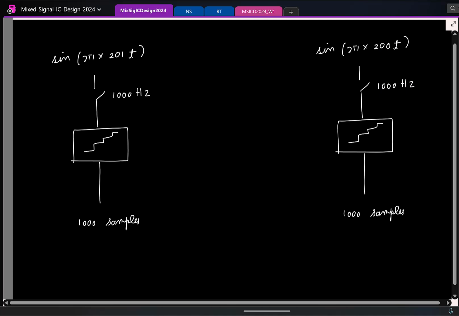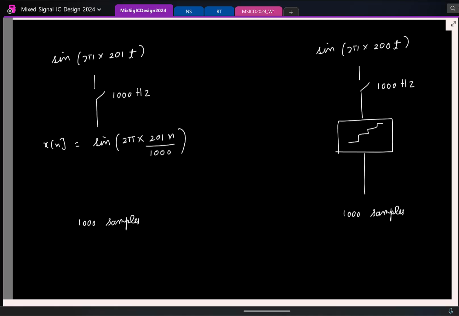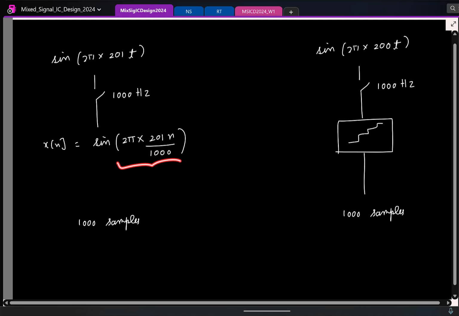If I sample the signal at 1000 Hz, what is the discrete time sequence I get? Sine of 2 pi times 201, T is replaced by nTs, that is n by Fs. Fine, this is the discrete time sequence which is getting quantized. What is the periodicity of this sequence, or with how many samples is this signal periodic? 1000? After 1000, this argument repeats as a multiple of 2 pi. So the periodicity here is 1000 samples.